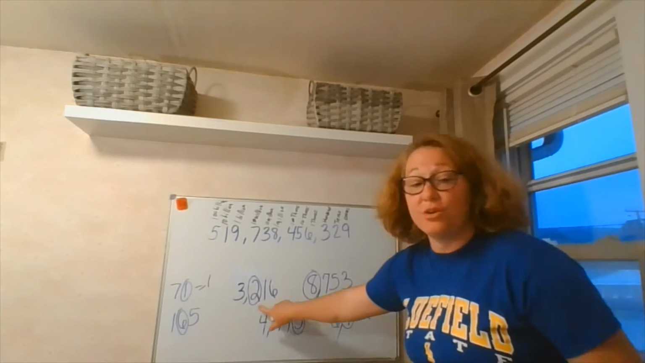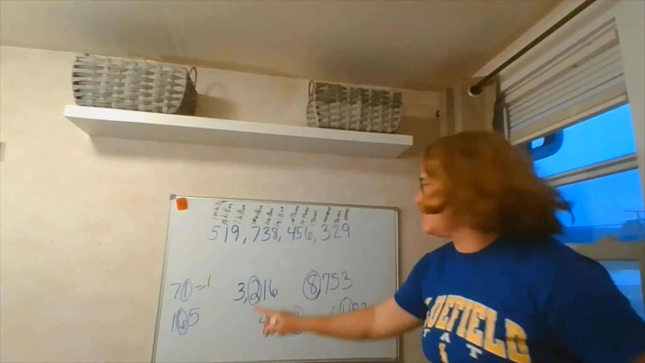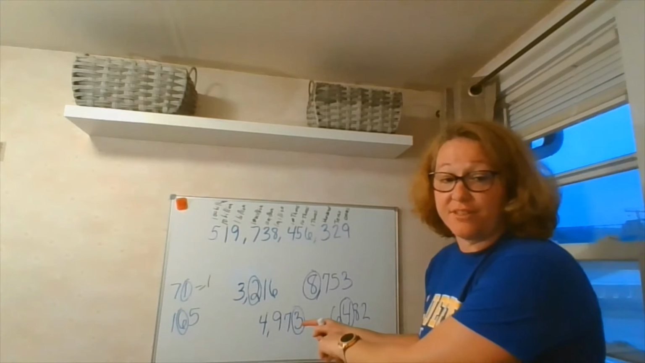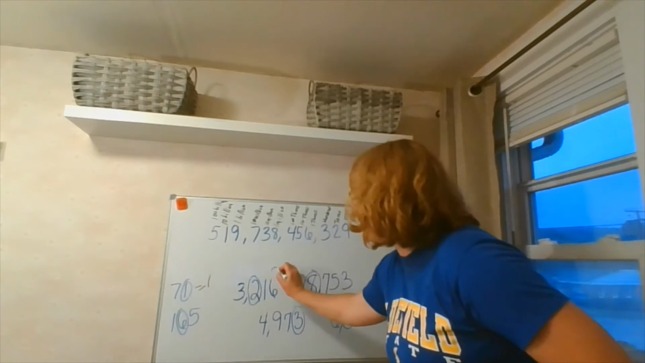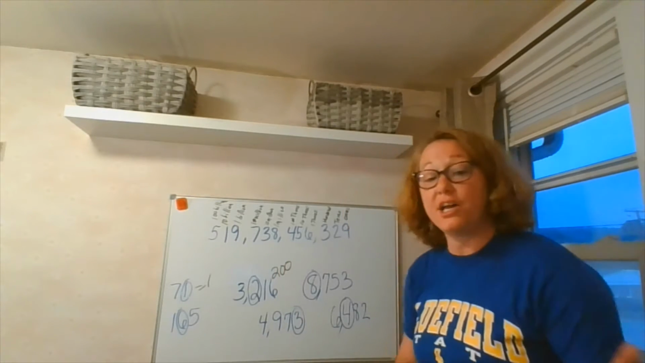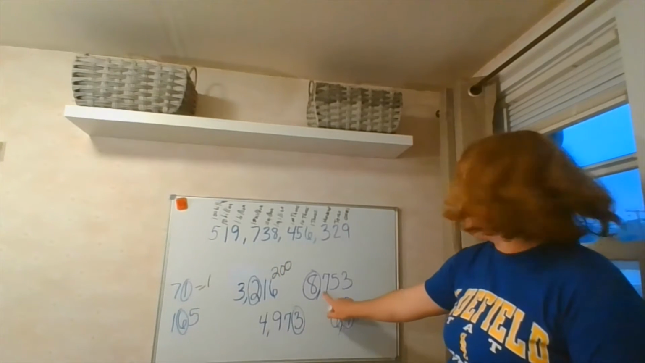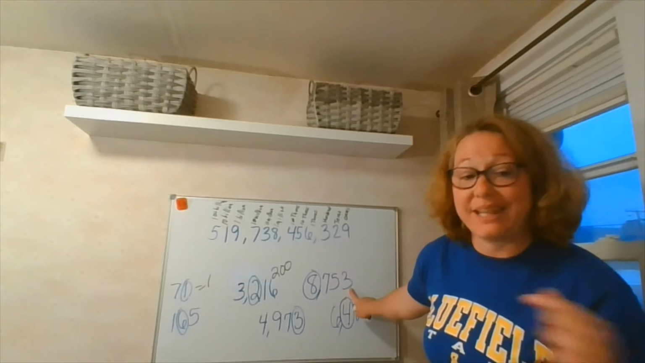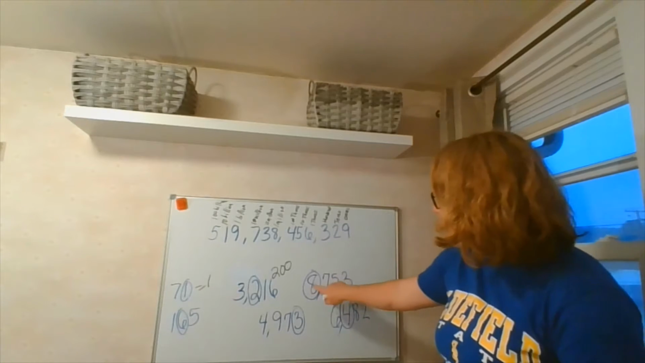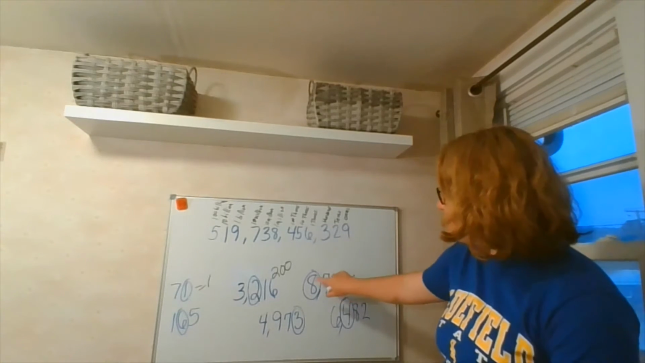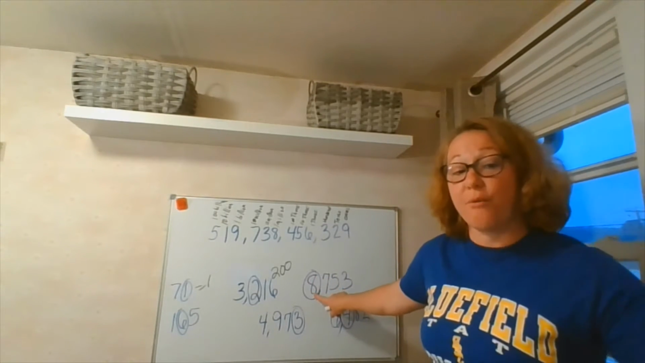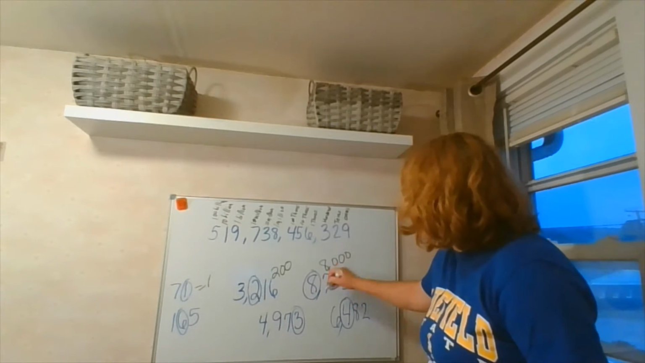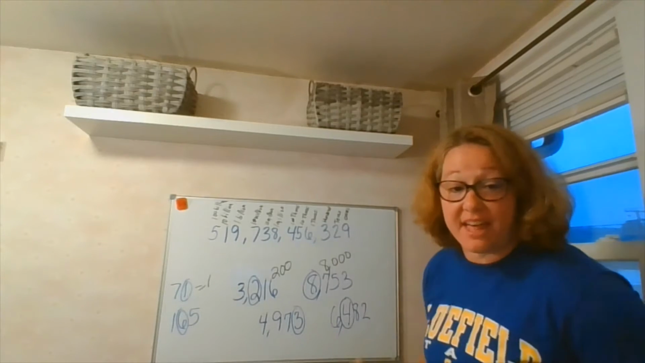All right. Here we have 3,216. Well, the 2 that is circled is in, let's see, ones, tens, it's in the hundreds place. So the value of this 2 has to be 200. Here we have 8,753. Okay, the 8 is circled. What place value is it? It's in the thousands. Remember, ones, tens, hundreds, thousands. So 1,000 times 8 means this 8 has 8,000. That's the value of that 8.